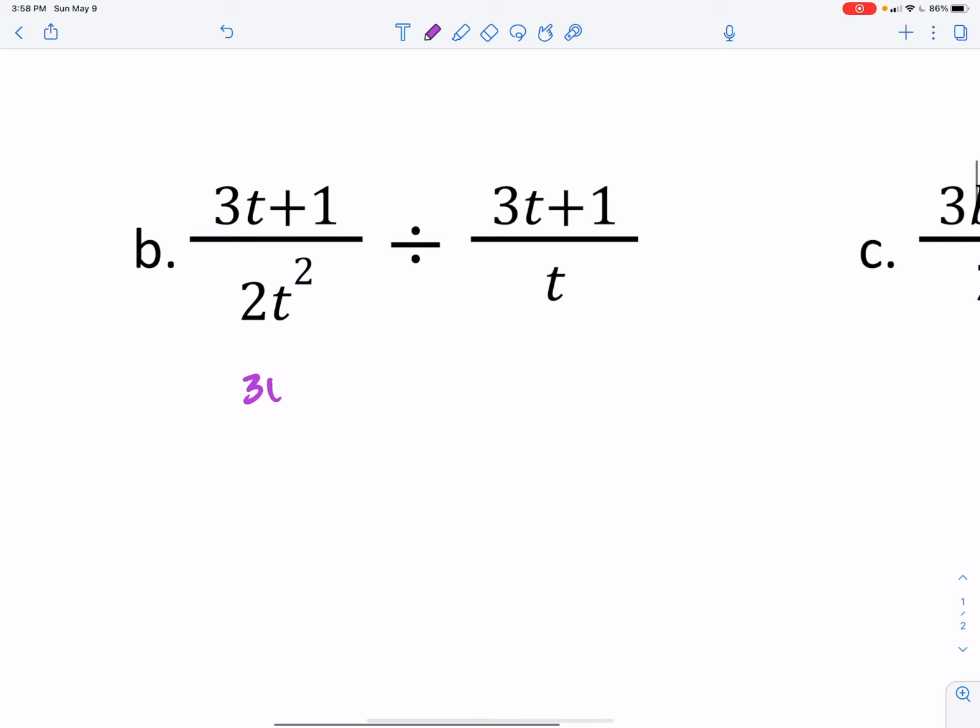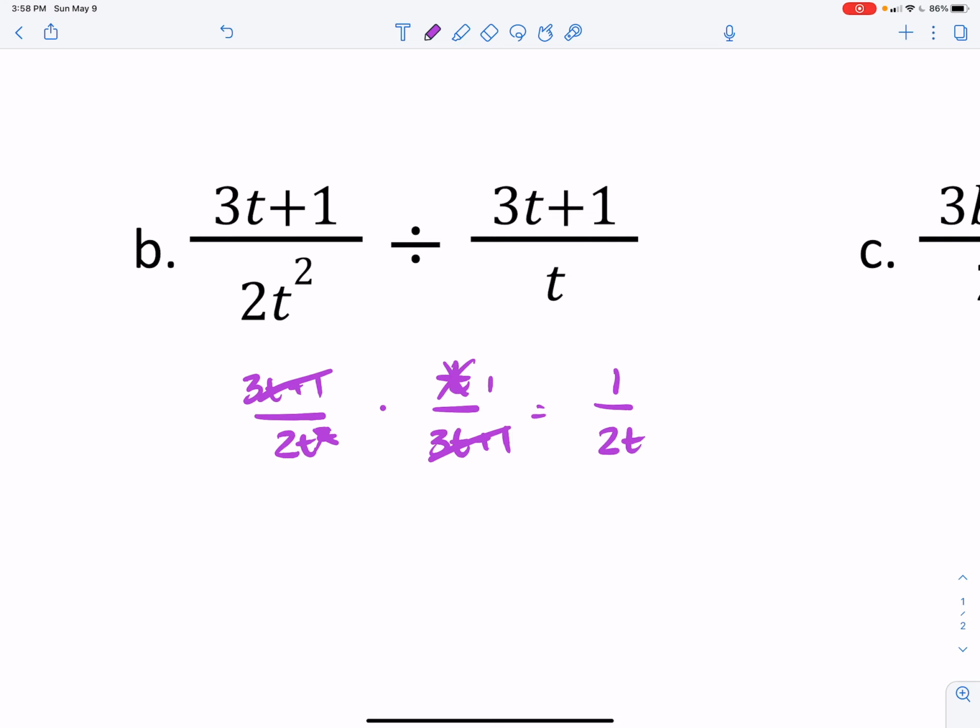Keep the first one the same. You flip the second one, and then you cross simplify. My 3t plus 1 simplify. I have a t on the bottom, 1t on the top that I can simplify. Doesn't look like there is anything else. You end up with 1/2t.